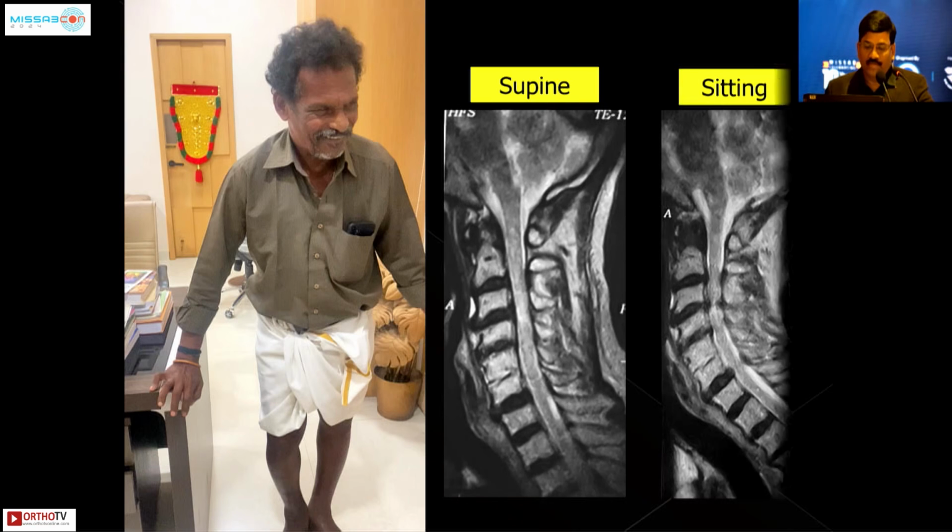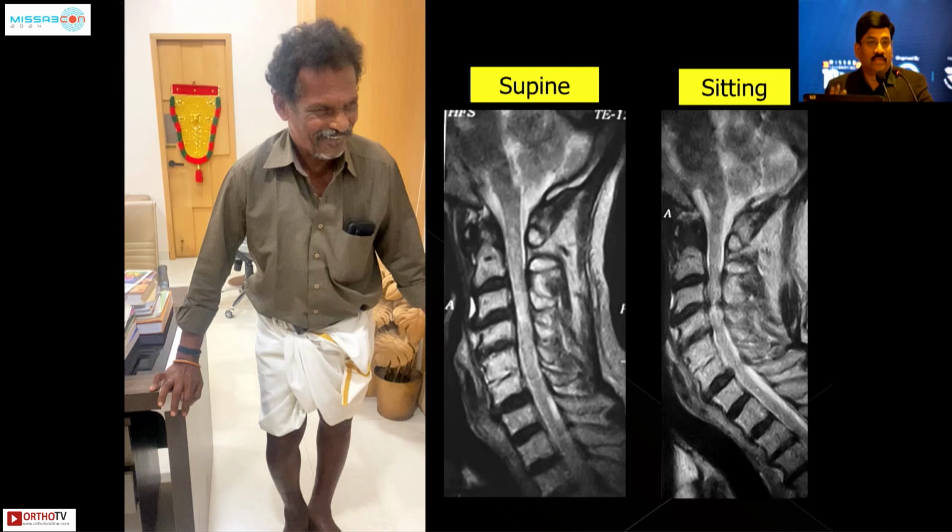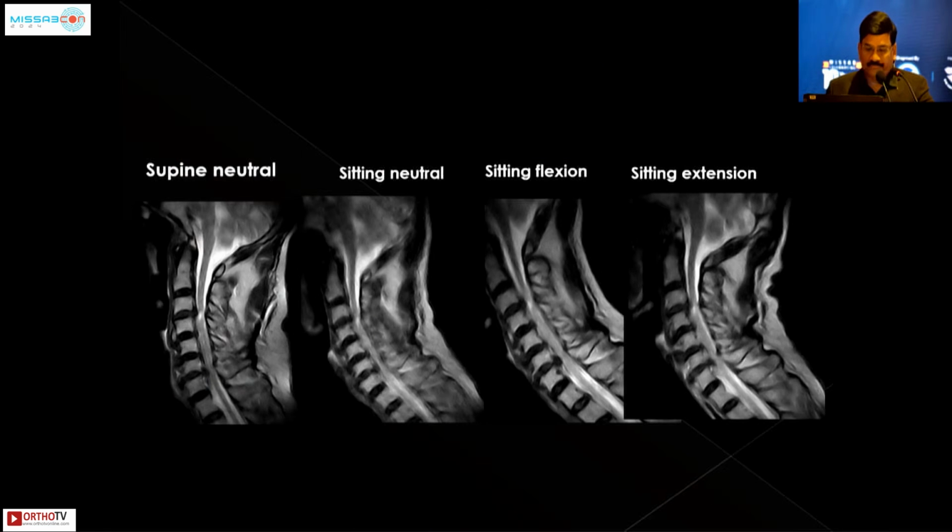But actually, if you subject this patient to a sitting MRI, now see exactly where the compression is happening. Exactly at the area of signal intensity change, you see significant compression happening at the 3-4 level. And now you are convinced, and then you can operate on these patients.